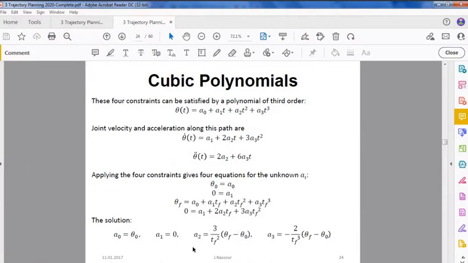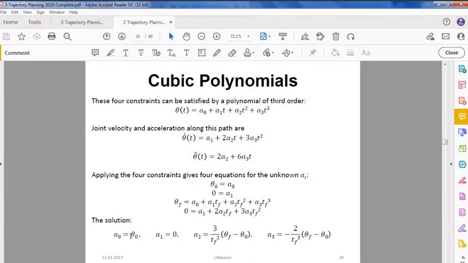And then how to define A2 and A3? To define A2 and A3, you need to do the cancellation technique, or you can use a matrix. I forgot the name already, but for me, I choose the cancellation technique. You have three equations now, 1, 2, 3, and you also have the values of A0 and A1 already, so you can replace them here.